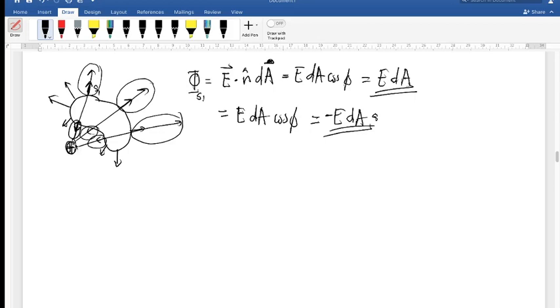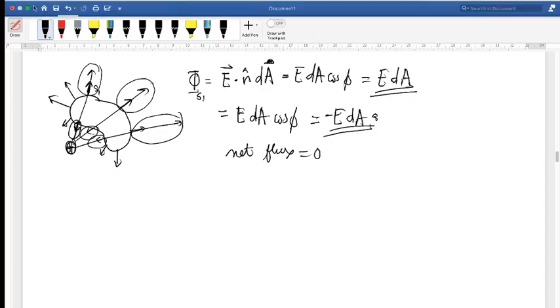What I mean is that the charge contributes flux on the side of the surface. However, its total flux is zero. So we are talking about here the net flux, not the individual flux. It's equal to zero. Okay? So that's it.